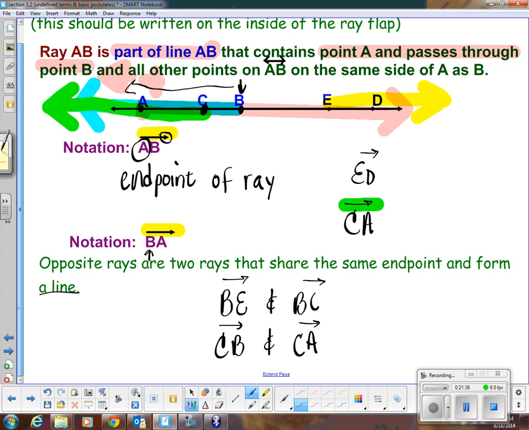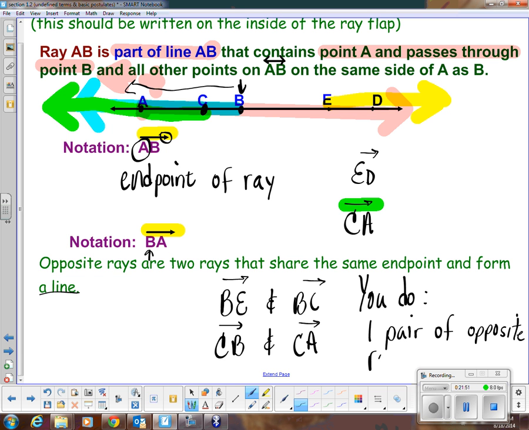So now what I want you to do, this is a you-do, you will highlight this, and I want you to name one pair of opposite rays that I have not indicated.